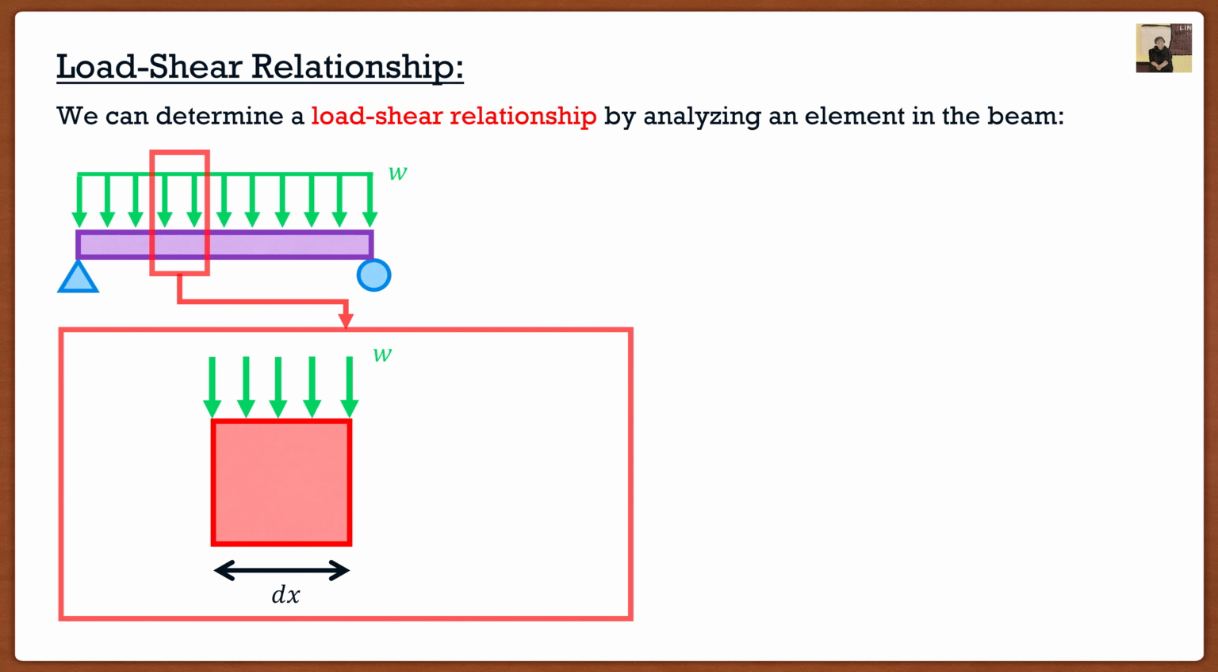Now, since we took an element out of our beam, we essentially cut it on both sides. So we're going to have to show its internal forces. On the left-hand side over here, we are going to say that it has a shear force going up. And again, this is because we're analyzing kind of that other side.